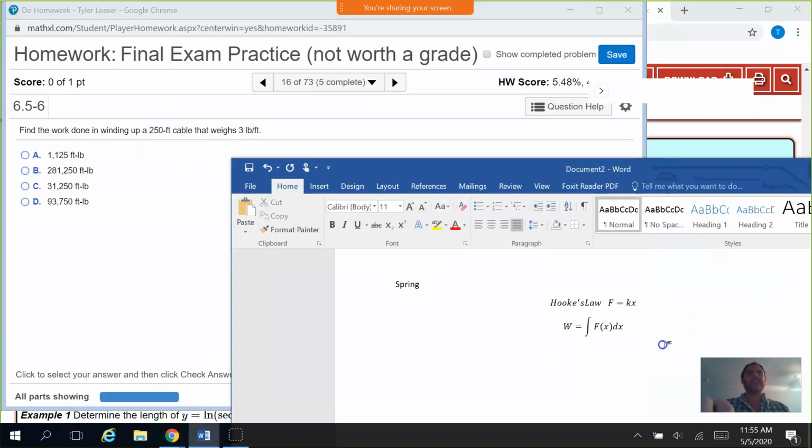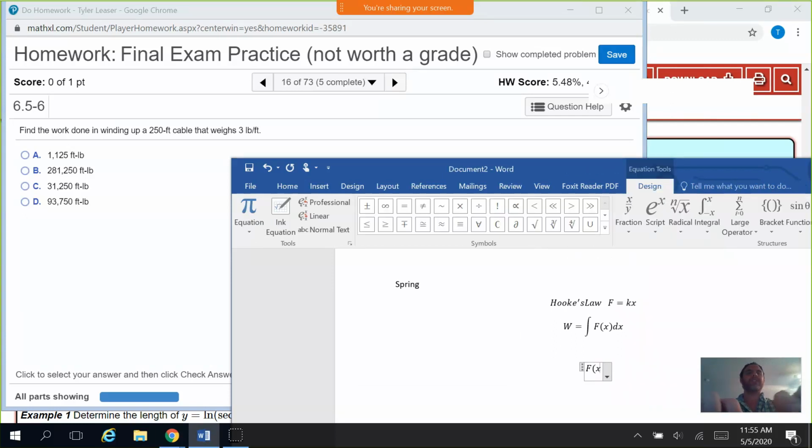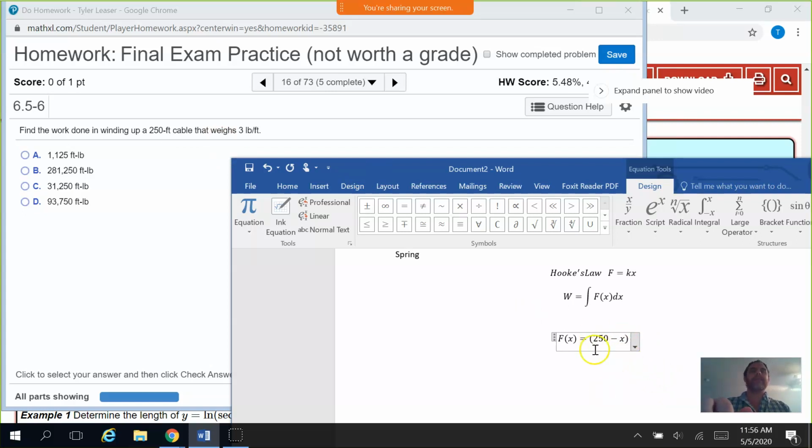So for this one, you just have to come up with a force function. The force function is going to be the amount of cable left over. If x is the amount of cable that you've pulled in, then the amount of cable left over is going to be 250 minus x. You multiply that by the weight of the cable, or the density of the cable per foot. And then you just integrate over this from 0 to 250. So again, another fairly simple one, just using this integral.